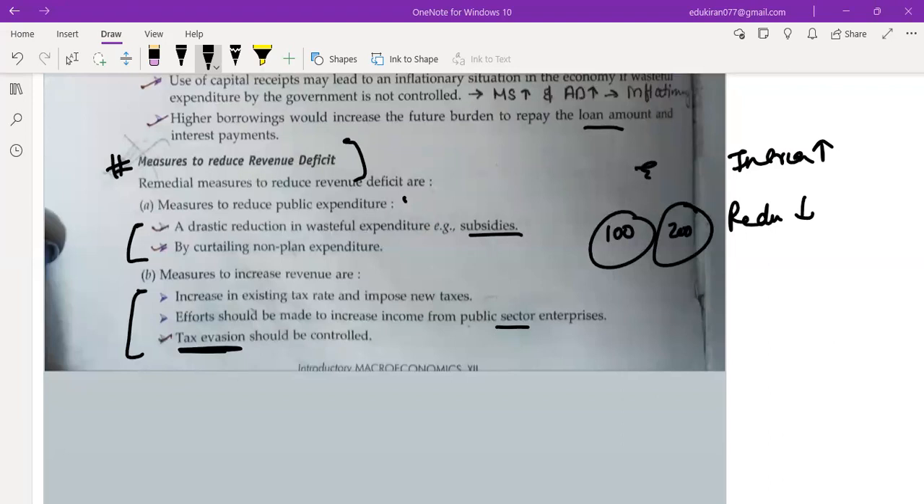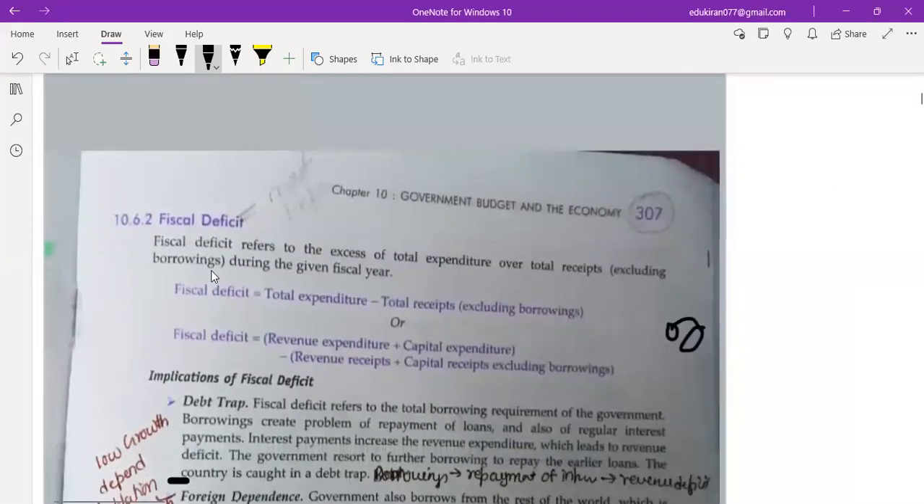Okay. Now moving to the next one. We don't have much time, but let's just do it. Now coming to fiscal deficit. You already know, so what is fiscal deficit? It refers to the excess of total expenditure over total receipt, excluding borrowing, which is very, very important.